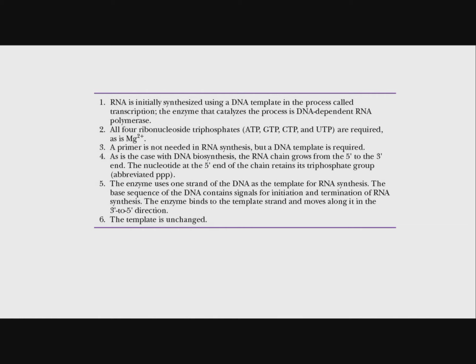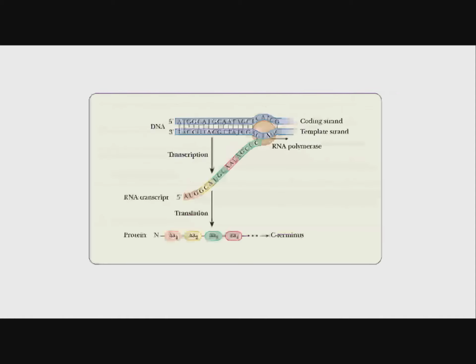And the RNA chain is going to grow in the same direction as the DNA chain did, from 5' to 3'. It has the same basic structure, it's just missing the 2' hydroxyl group. Oh, I'm sorry, it contains the 2' hydroxyl group. That's the only difference. So as far as connecting them together, the polymerization is the same.